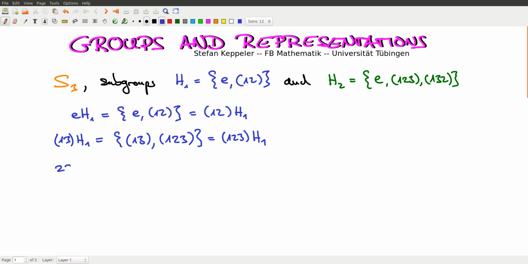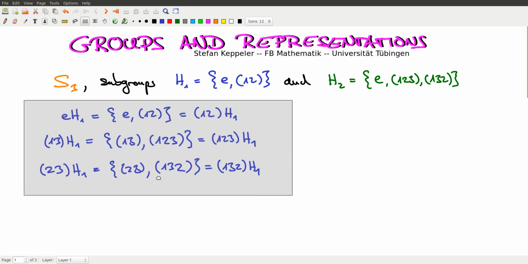And now what's missing? (2 3) times H1. What's that? There's a (2 3) here. And then we have to multiply (2 3) with (1 2). So 1 is mapped to 2, and 2 is mapped onto 3, and 3 is mapped back to 2, 2 is mapped to 1. Fine. And this coset is of course the same as (1 3 2) times H1. So these are the left cosets.